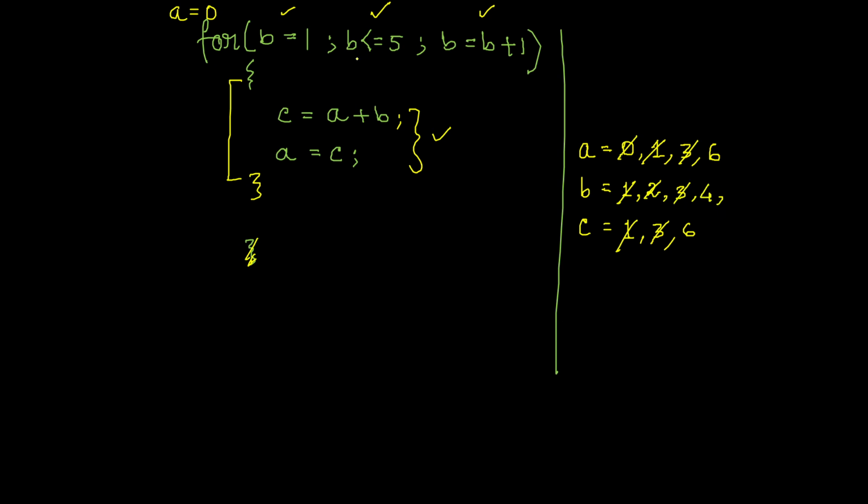When B is 4, 4 lesser than 5, is it true? Yes, it is true. So A plus B. What is the content of A? 6. What is the content of B? 4. That means 6 plus 4 equal to 10. So the content of C will now be equal to 10. As soon as the content of C is 10, the content of A will also be 10. When the content of A is 10, B equals B plus 1 will execute. So that means B will become 5.